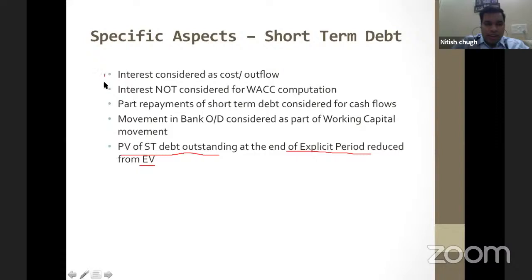Since all these adjustments are being done in the working capital requirement, that is why the present value at the end of the explicit period is reduced. Had all these not been done, the current market value as on today, as on day one, should have been reduced, as we are doing in the long-term debt. So this is the basic difference and specific aspects we need to take care of for our practical implementation. There may be a question relating to the same in the exam.